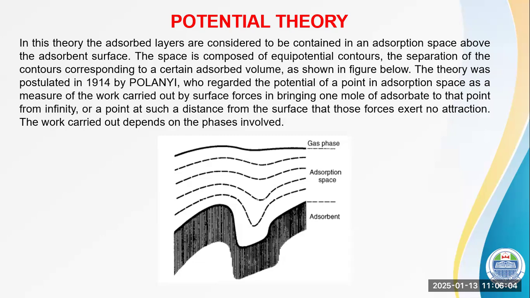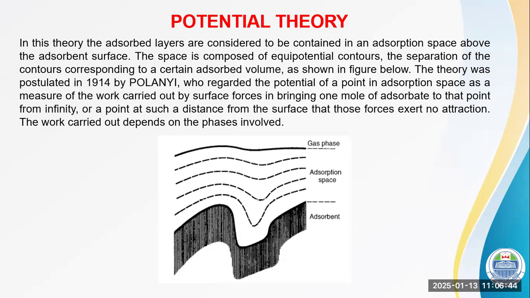So basically, potential theory is the postulate that was put forward by the great scholars in order to describe the presence of a fixed volume next to the adsorbing solid surface. What they are trying to say is that adsorbed layers can be considered to be contained in an adsorption space.